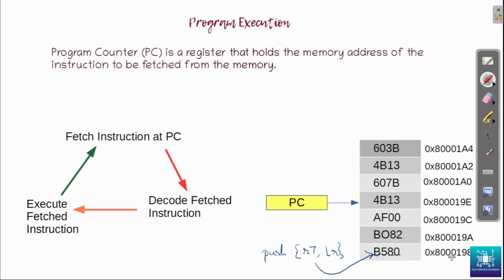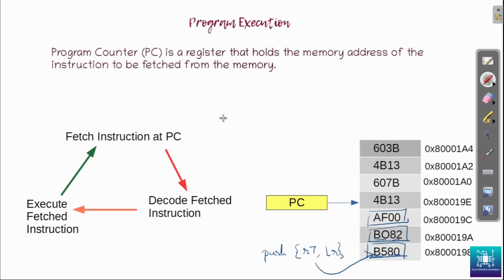Address 8000198 has 80 and 199 has B5, and then it goes on from there. 19A has 82 and then B0. So this is one instruction. This is another instruction. This is another instruction. So these are opcodes basically.